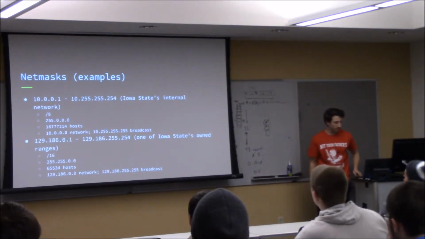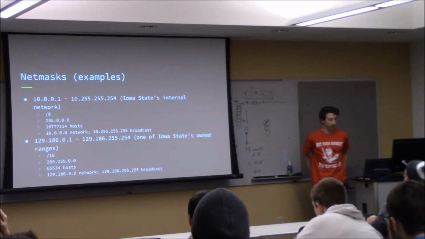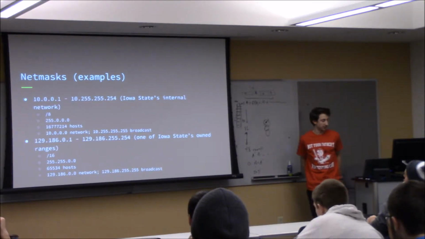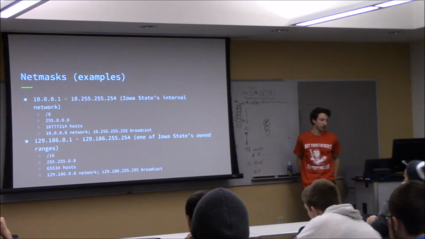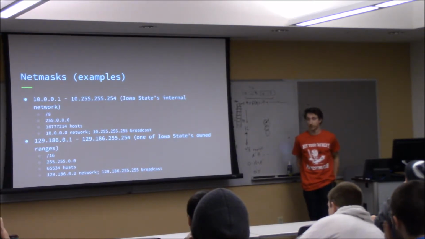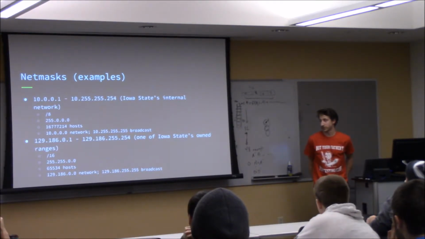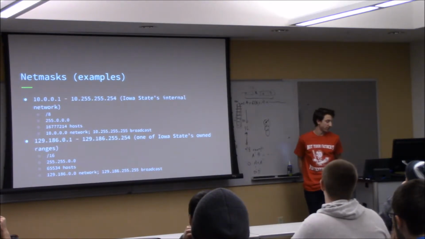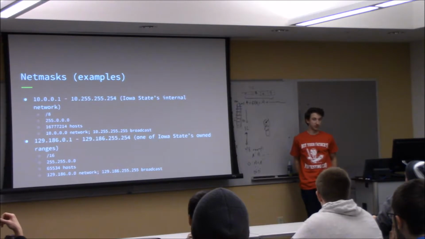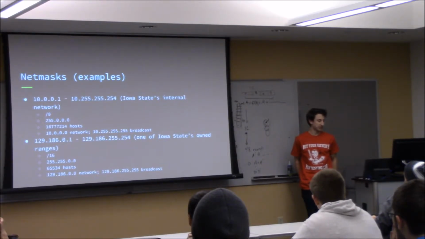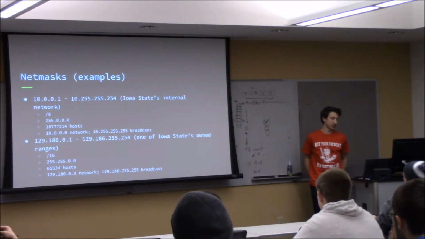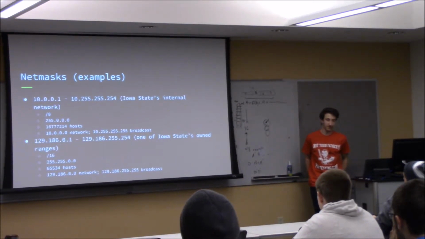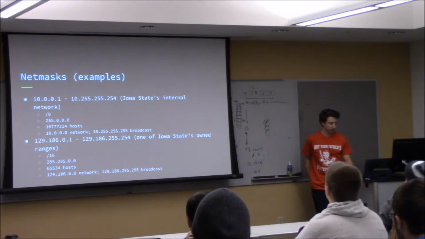Another one, this is a public range, and that's 129.186.0.1 and goes up to 129.186.255.254. So the last 2 are the only ones that are changing, so it's a /16 or 255.255.0.0. So there are fewer hosts available on this one. And similarly, 129.186.0.0 is reserved for the network, and 129.186.255.255 is reserved for the broadcast host.